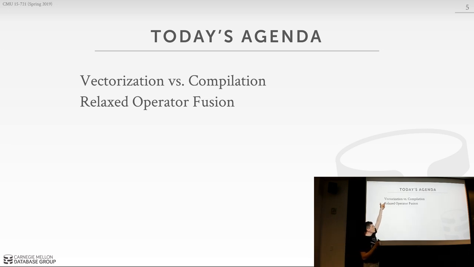These would be a strict dichotomy between the different approaches. And we'll show in our relaxed operator fusion paper, the work we've done here at Carnegie Mellon, where we actually get the best of both worlds. We're going to do the vectorized processing the same way that Vectorwise does, but we're also going to do the push-based processing or compilation the way that Hyper does. Sort of a hybrid approach.